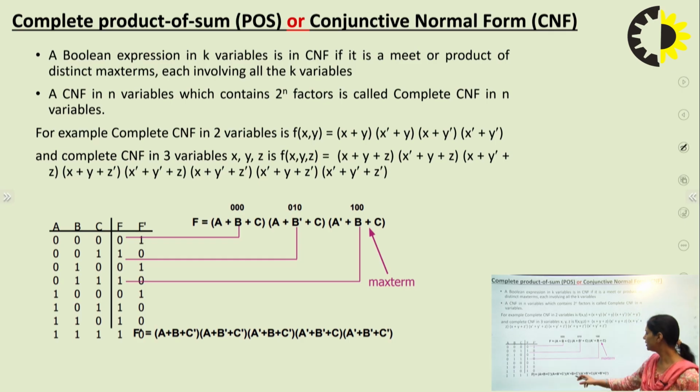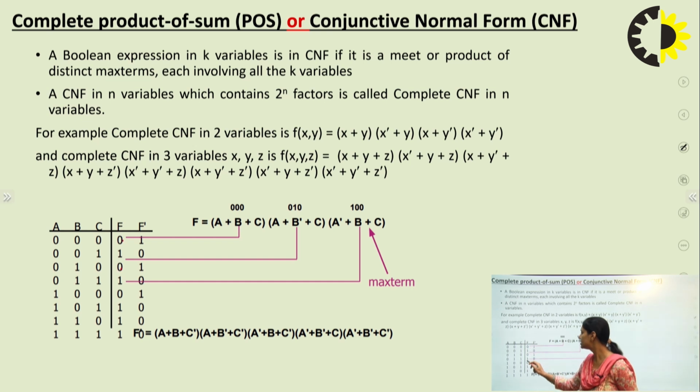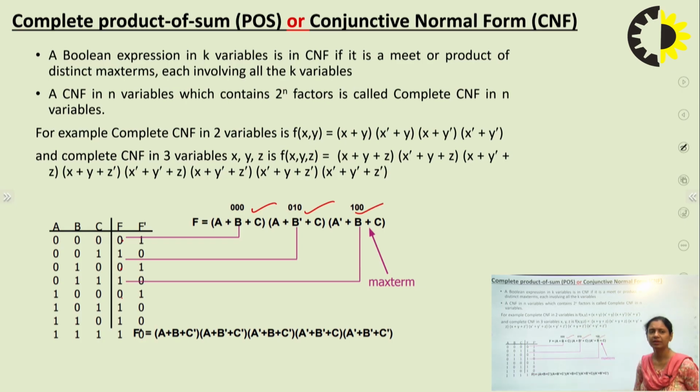So this can be represented in this format where we are considering the f as 0 over here, 3 terms. A plus B plus C, this is 1. Then we have A plus B complement plus C, this is the second one. Then the third one is A complement plus B plus C, so we have this as the max term.